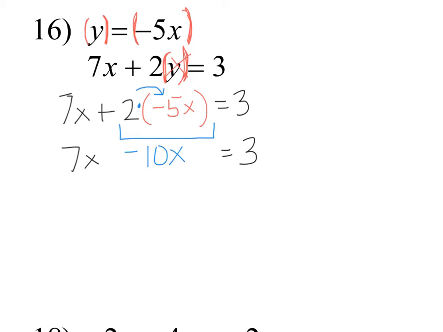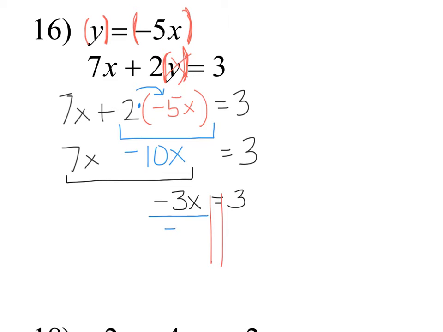Now, in order to make my railroad tracks and start solving, what I need is to figure out how many total x's I have. Here it says I have 7 positive x's, and here it says I have 10 negative x's. If I add those up and combine them, that gives me a total of negative 3 x's. And that is still equal to 3. That hasn't changed. I can now make my railroad tracks.